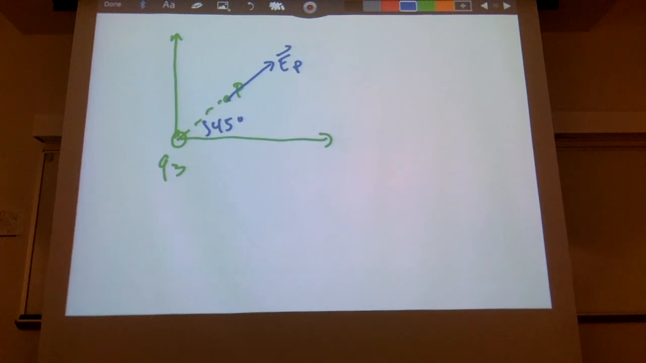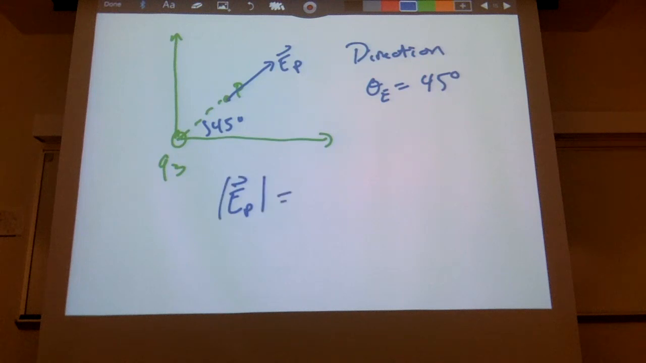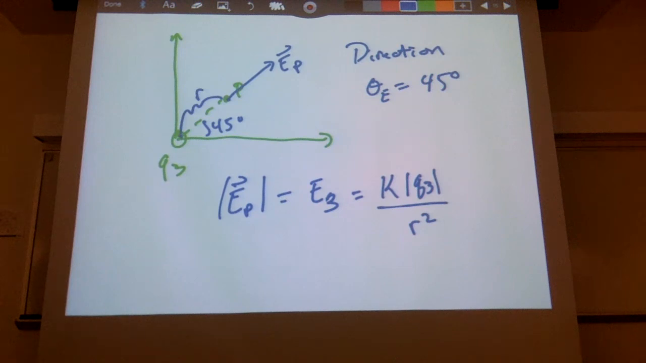Okay. So I know the direction is that theta E is equal to 45 degrees. I already know that part. The last thing is I just want to know the magnitude. So the magnitude of the electric field at that point is simply the electric field from Q3. That's it. So this is going to be equal to K times the magnitude of Q3 divided by the distance R squared, where this is the distance R. Now the only thing I have to do is determine what R is.